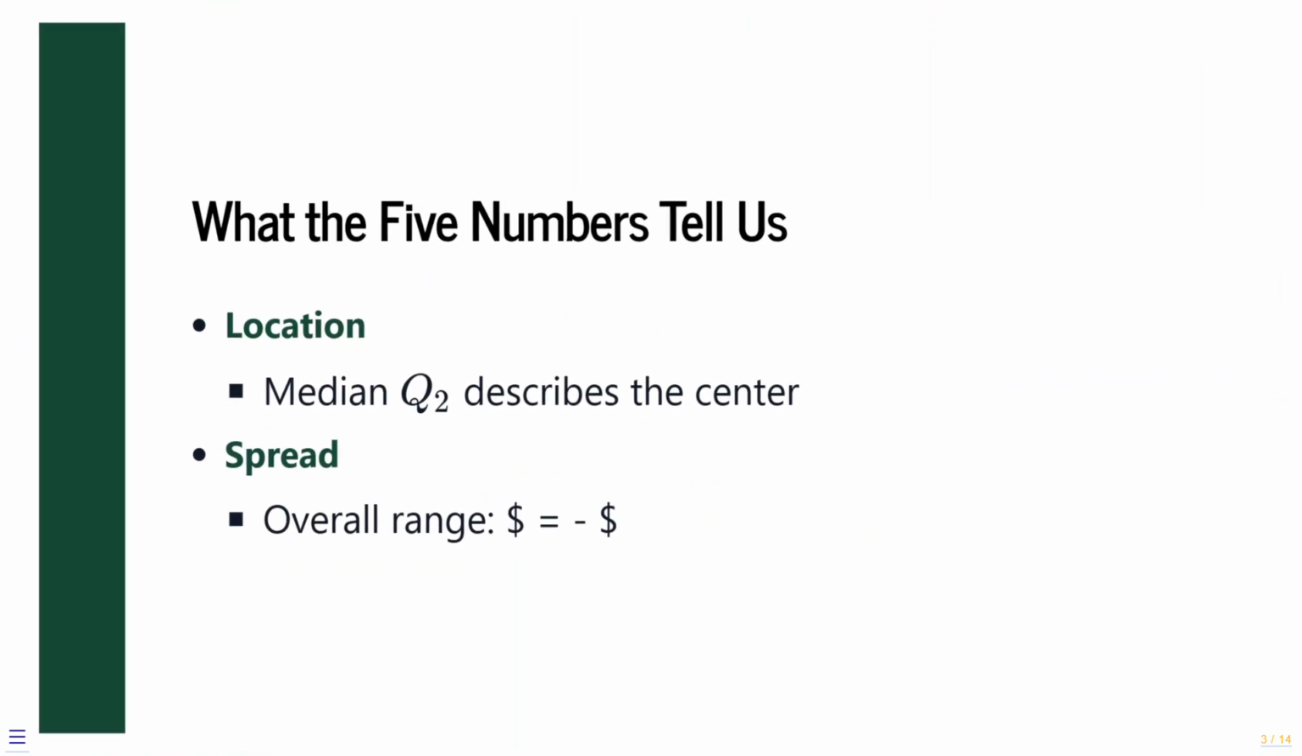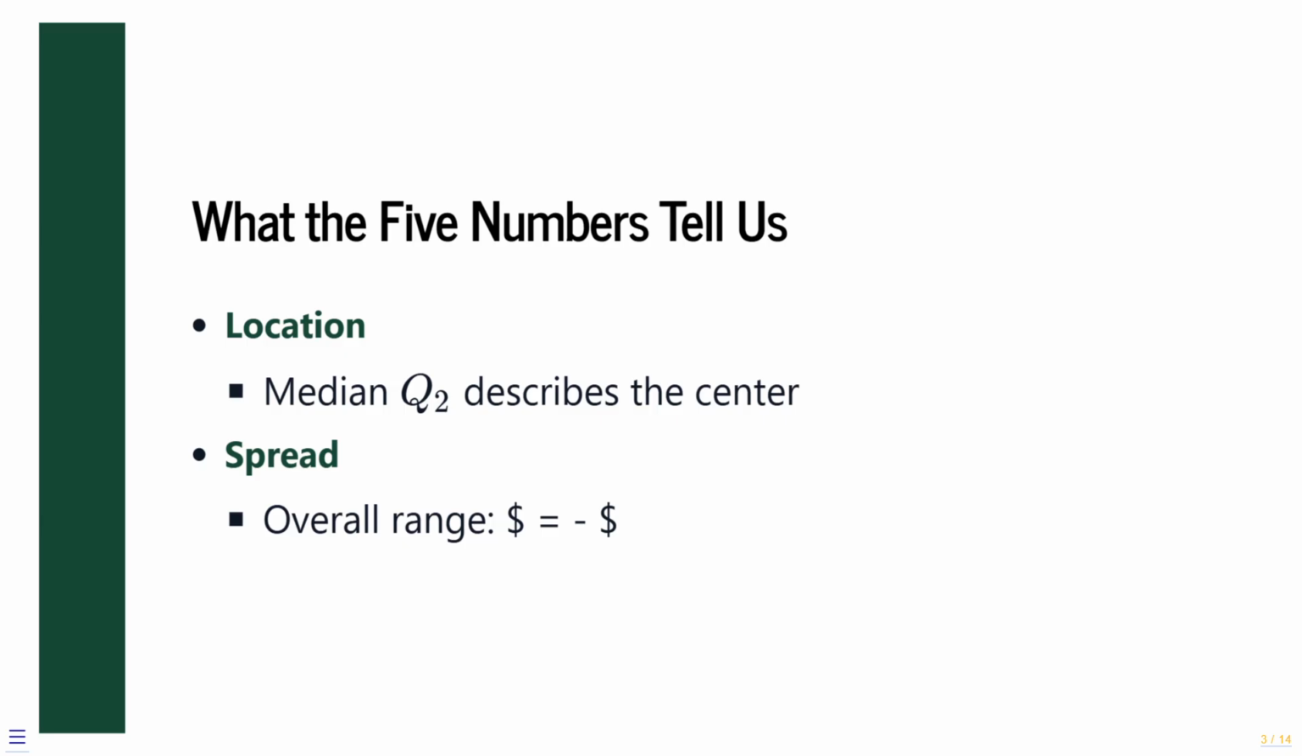Now let's talk about what each of these 5 numbers is really telling us. First, we get information about location, where the data are centered. The median is the key player for location in the 5-number summary. It's the point where half the observations fall below and half fall above. So it describes a typical value in a way that is not easily thrown off by extreme points.